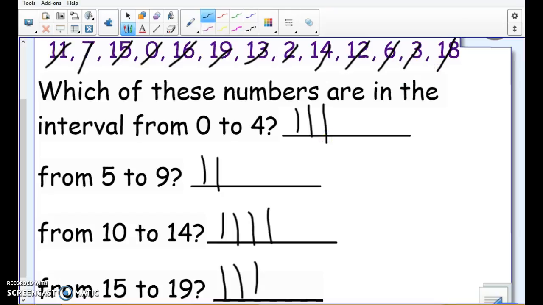And then 18 goes down here. So then I would have 3 numbers from 0 to 4, 2 numbers from 5 to 9, 4 numbers from 10 to 14, and 4 numbers from 15 to 19.